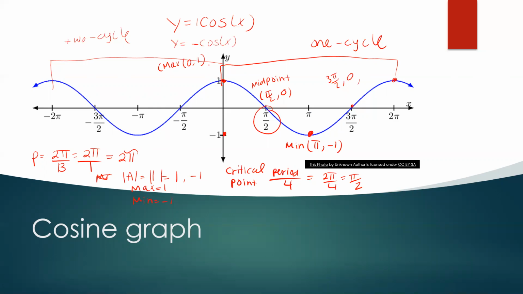Okay, so yeah, that's pretty much it. And then the range is obviously going to be bracket -1 to 1, right? Okay, let's actually start graphing some sine and cosine graphs.